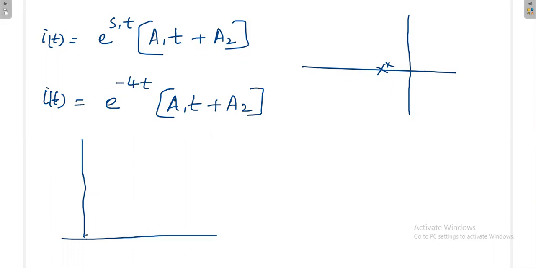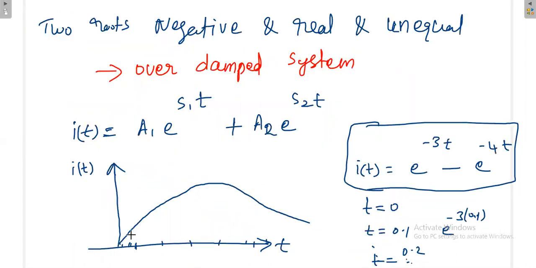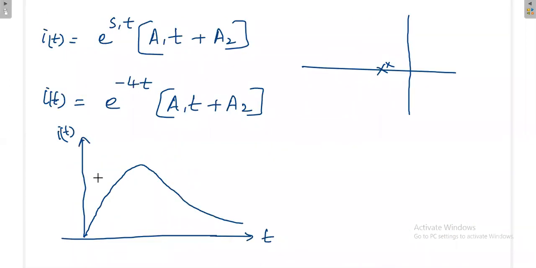More or less, for the critically damped system and for the over damped system, the response may look the same, but there is some minor difference. Once you see it here, it reaches the peak very slowly. The over damped system will try to reach the peak very slowly, whereas in case of critically damped system, it will reach the peak very quickly. So this is the minor difference between the over damped system and a critically damped system.